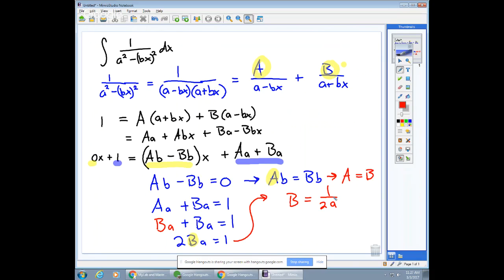So now I know my coefficients. A and B have to be the same. B has to be 1 over 2 little a, so that means A also has to be 1 over 2a. Since they're common here and here, I can just factor them out. So here's what I think I have.